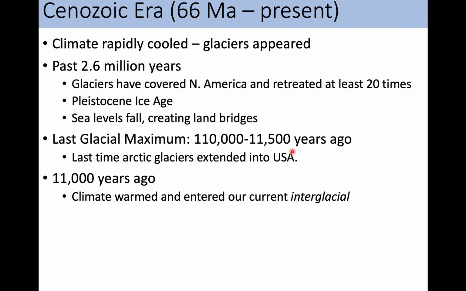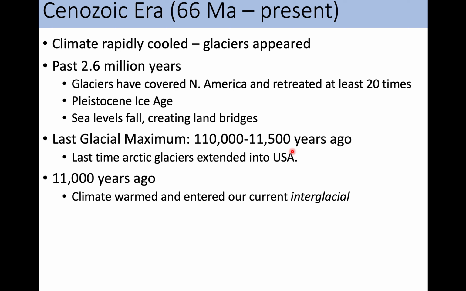So during this time, climate cooled and glaciers appeared on Earth. Not quite like the snowball Earth where the entire Earth was covered, but it was cooler than it is today. In the past 2 million years, we've had glaciers covering North America many, many times. But the last time that we had glaciers in the United States was between 110,000 and about 12,000 years ago. We call that the last glacial maximum.